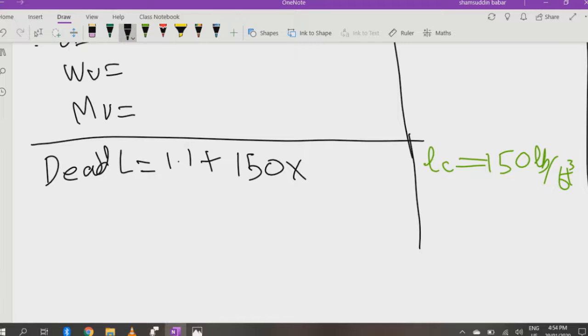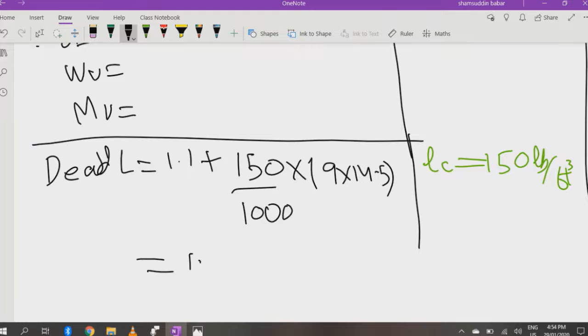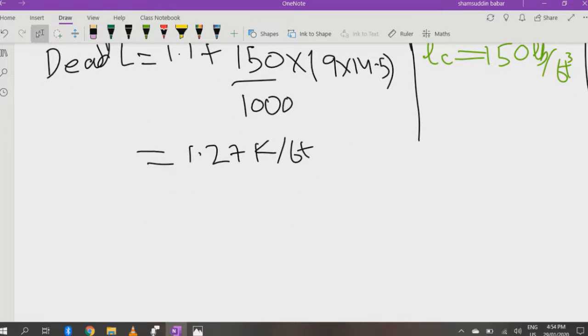Since this value is in pounds and we want kips, we divide 150 by 1000 to make it kilo, and multiply by the dimensions given in this problem: b is 9 and d is 14.5. By doing this we get our dead load equal to 1.27 k per feet.